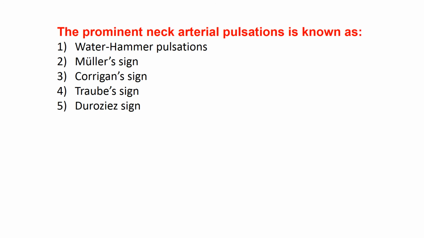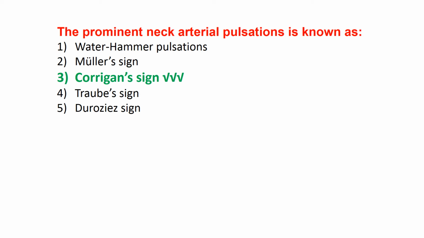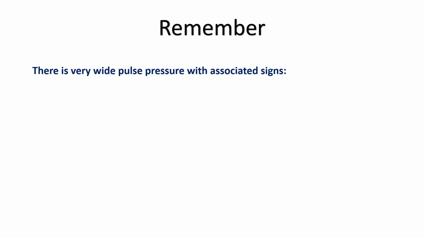The prominent neck arterial pulsations in case of aortic regurgitation are known as water hammer pulsations: Muller sign, Corrigan sign, Traube sign, Duroziez sign. And the correct answer is number 3, it's Corrigan sign. Remember, there is a very wide pulse pressure with associated signs.